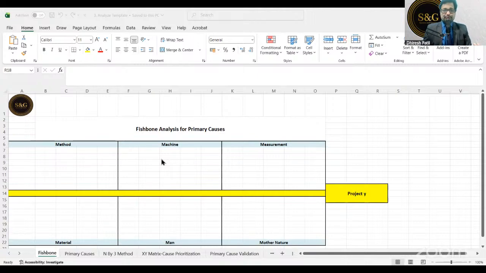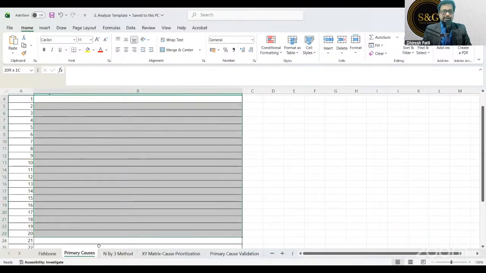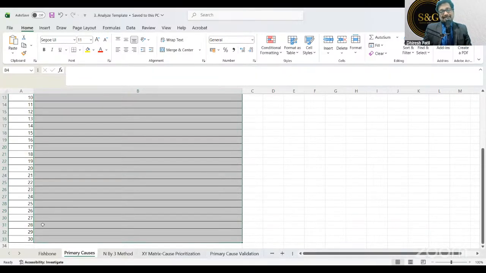Yes, 6 M's, absolutely right. So those are the primary causes. Once those are identified, then you list them in the primary causes here. So whatever brainstorming, whatever 6 M's analysis you have done, whatever is the output, you will list it over here. Now, understand, this is very interesting. Let's say you have 30 to 40 primary causes. This is quite possible if you have a very good team.